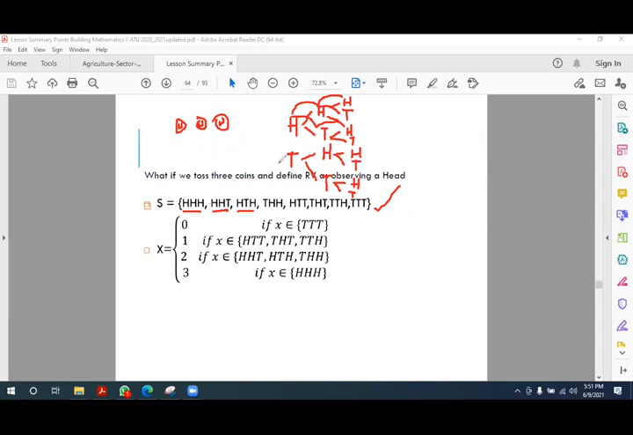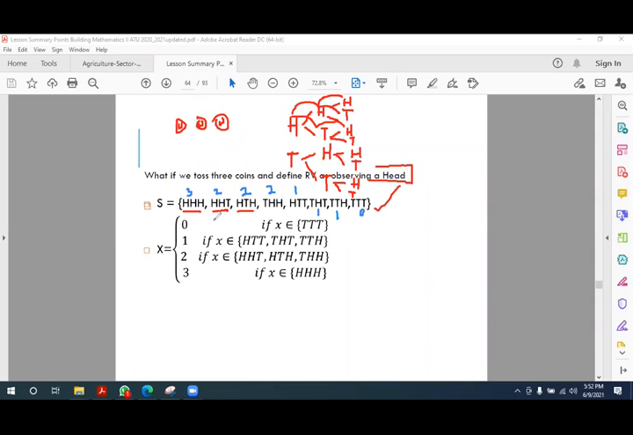Then the next question is, what is the rule? The rule here, once again, says we are observing a head. So if that is the rule, we have to count how many heads are in each outcome of the sample space of the experiment. Here we have 3 heads in the first outcome. In the second outcome, we have 2 heads, then 1 head, and then 0 heads.